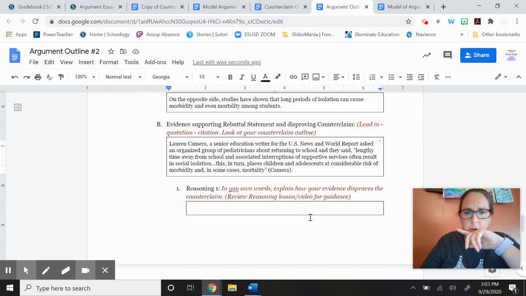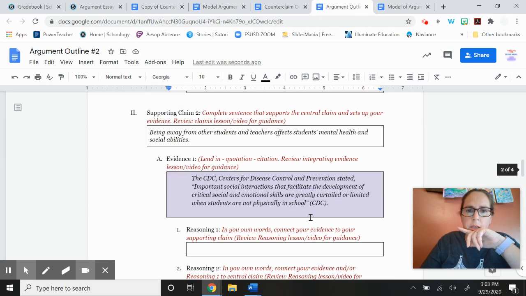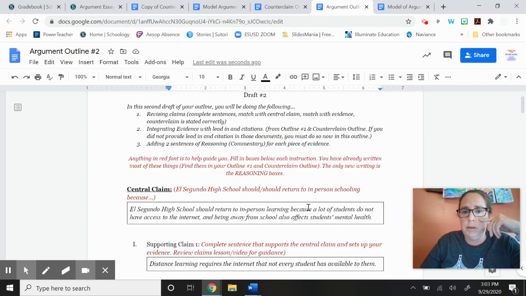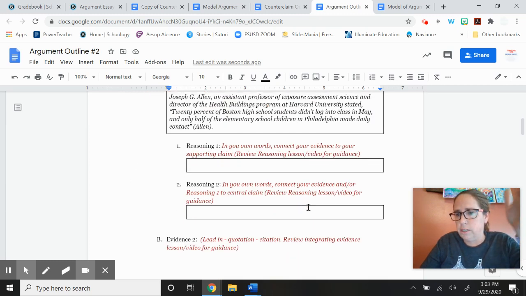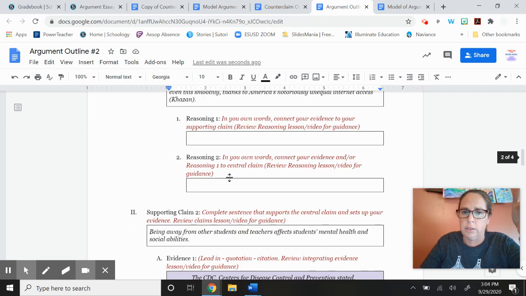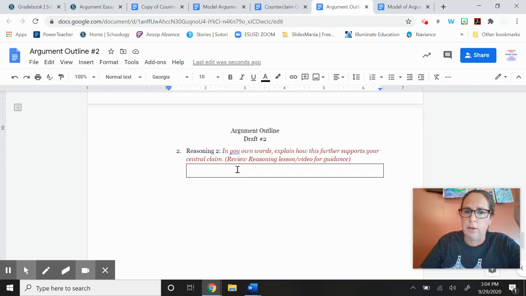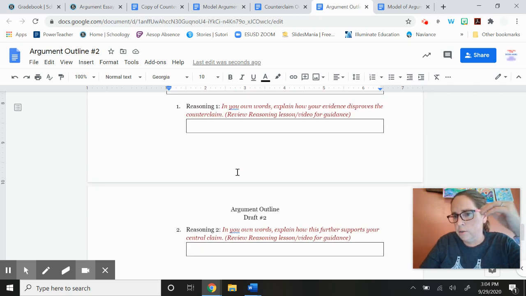Okay, so that shows you all the information that you have already written for this outline number 2. So go ahead and do that now before continuing on the rest of this. Everything should be filled in from your previous outline number 1 and your counterclaim outline from yesterday, copying and pasting over. The only thing that should be empty right now is reasoning 1 and reasoning 2 under each of your pieces of evidence. When you've got your outline looking like that, go ahead and continue into these slides, and you'll start seeing some information about how to fill in reasoning.